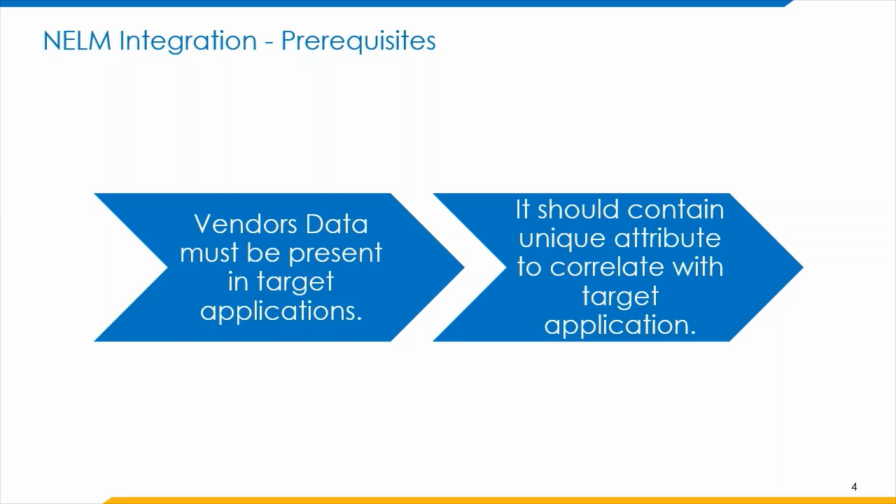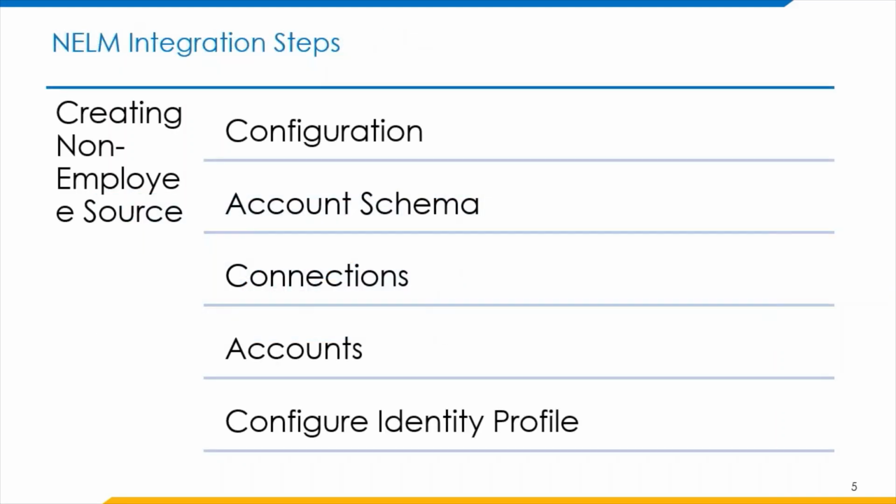And coming to the next slide, to integrate the NELM, these are the steps to proceed with. We will start with the basic configuration. Here we need to add the source name and other details. Proceeding with setting up the account schema, connections, accounts, and finally configuring the identity profile. We have explained each of these steps in detail in the coming slides.